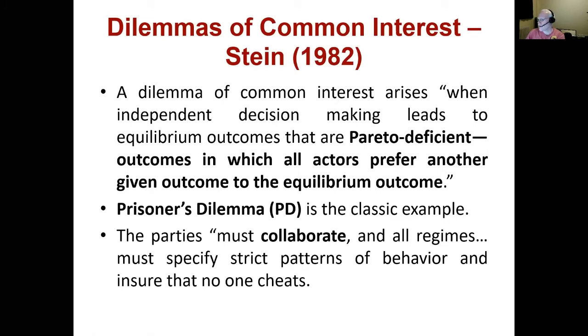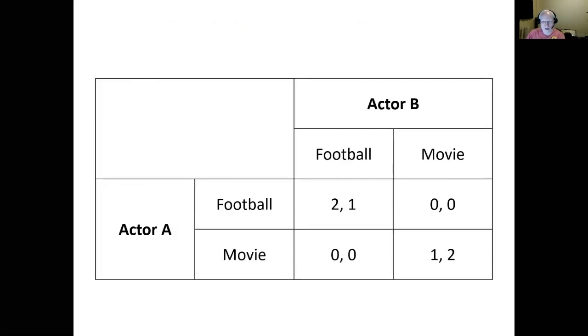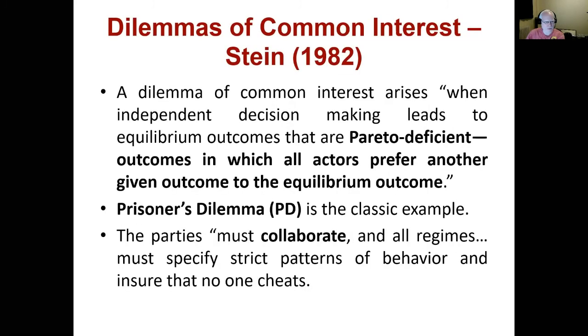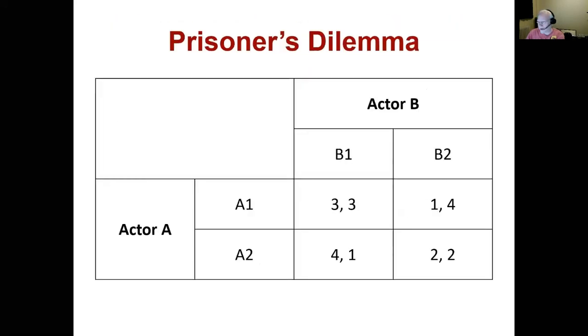So these type of scenarios, and prisoner's dilemma is an example of it, are examples of dilemmas of common interest. And these dilemmas arise when independent decision-making leads to equilibrium outcomes that are Pareto deficient, meaning outcomes in which all actors prefer another given outcome to the equilibrium outcome, right? So again, oh, sorry, way too far, sorry. Okay, so again, here, the equilibrium outcome.